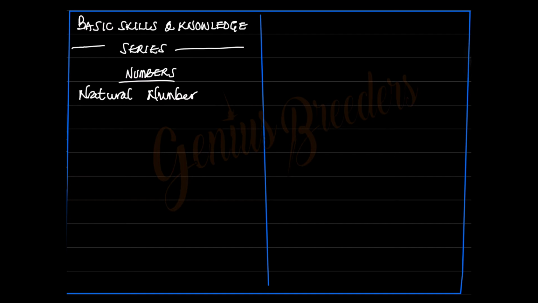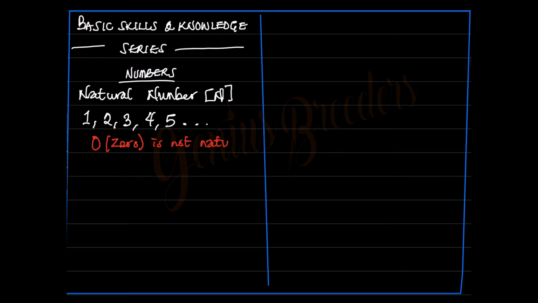Now, natural numbers, they are usually denoted by the letter N, capital N. And they are the numbers you're familiar with. They are your 1, 2, 3, 4, 5, and so on and so forth. They are usually called counting numbers. They are the numbers you use to count everyday things. Now, mind you, 0 is not a natural number.